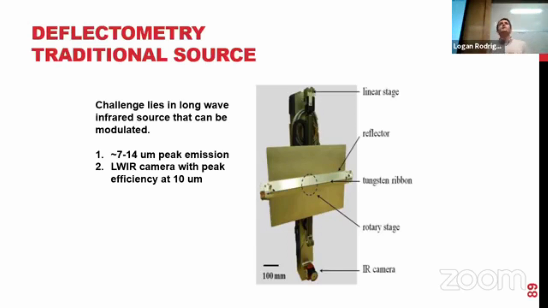Before I go on, I do not want to undersell how important this was. So my lab mate, when I first started, Tan Chuan, this was his dissertation work, and it's really impressive, not only how well this worked, but how much of an impact it had on mirror fabrication. So the tungsten ribbon is essential. It's still used. It's a highly important source, and it really revolutionized infrared deflectometry testing. However, it does have some drawbacks.